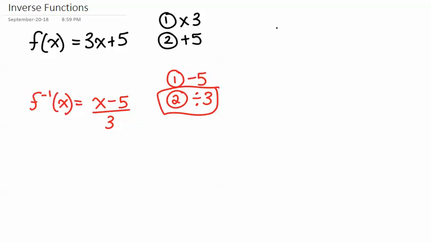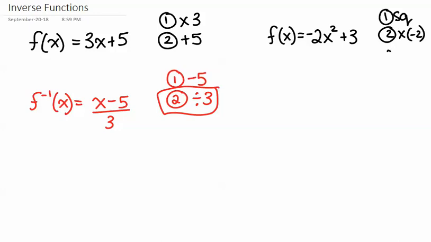Okay, let's look at another one. Say we had f of x equals negative 2x squared plus 3. You want to find the inverse of that function. The first thing being done to the x is it's getting squared. The second thing is it's getting multiplied by negative 2. And the third thing is we're adding 3. So we're going to do the opposite operations in the opposite order.